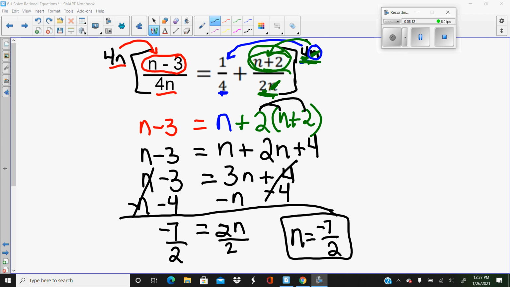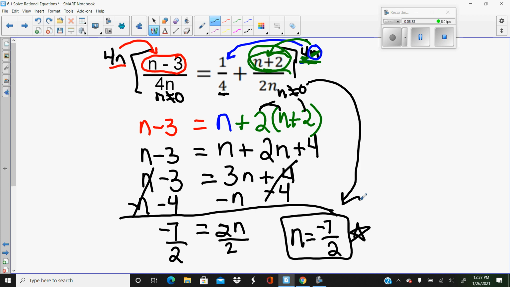Alrighty, so when we finish solving, we end up with n equals negative 7 halves. Now we do need to take our time and go back to the beginning and make sure that we don't have any excluded possibilities or extraneous solutions. So here in this denominator, n can't be 0. Here you can't change 4, 4 is 4, and here n can't be 0. So we need to make sure that we did not end up with n equals 0 as our solution, which we did not. So we have no extraneous solutions here.